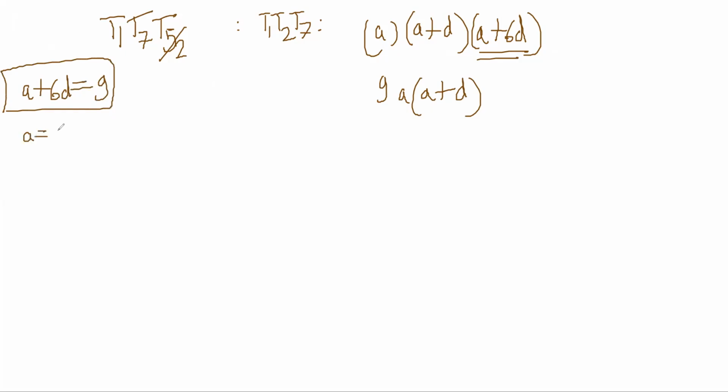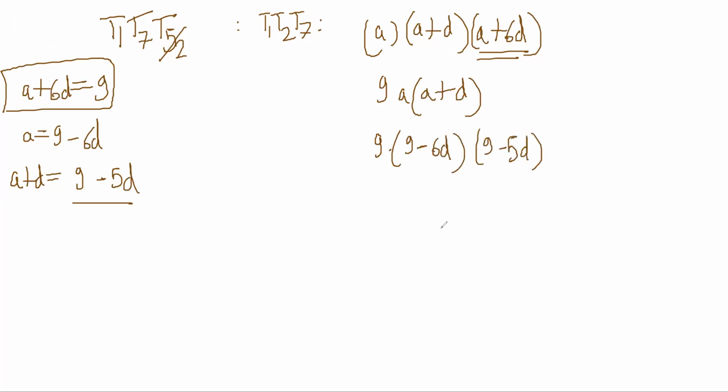So A will be equal to 9 minus 6D, and A plus D will be equal to 9 minus 5D, right? So this is just 9 into 9 minus 6D into 9 minus 5D, right? Which gave us the original 27 into, there is a quadratic that comes in D square, right? 30D square minus 99D plus 81 and divided by 3.